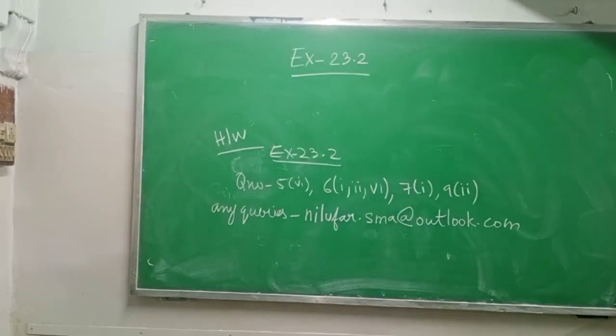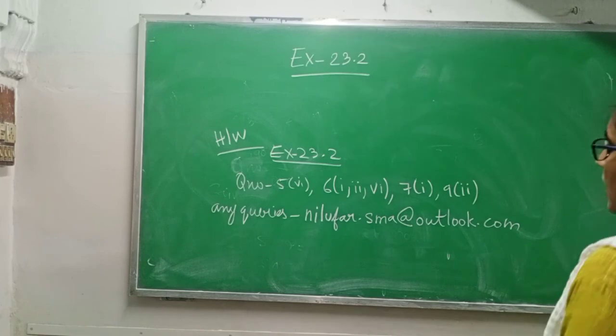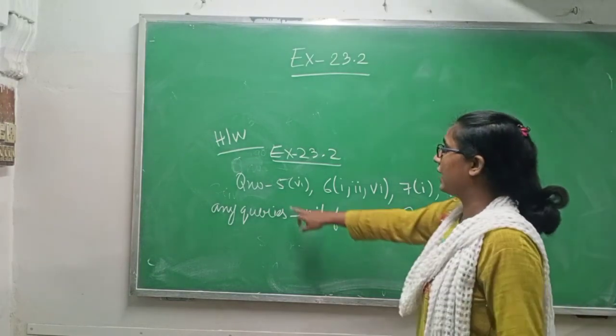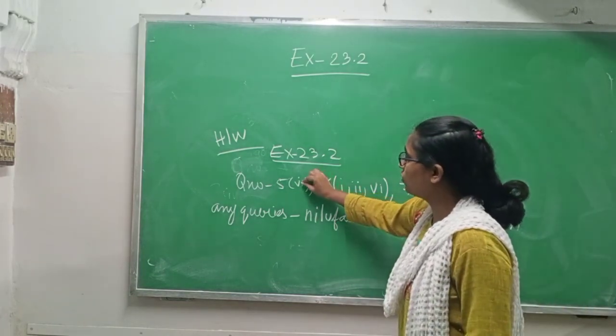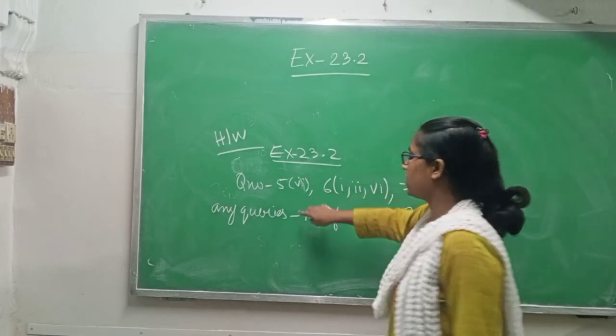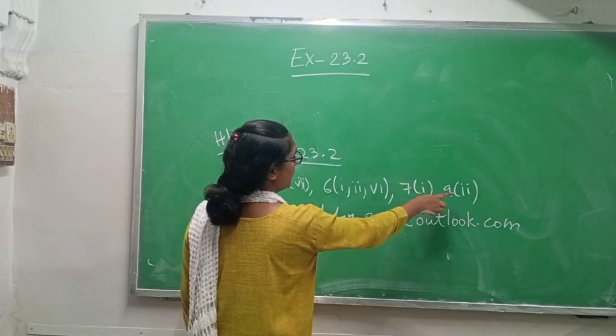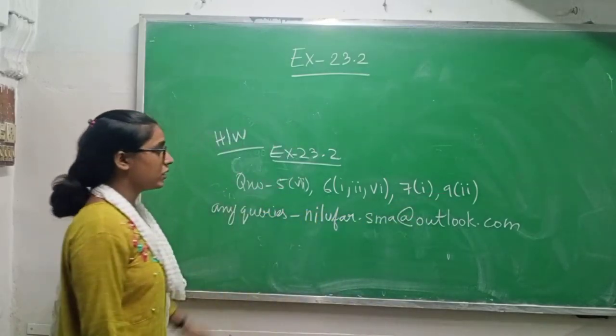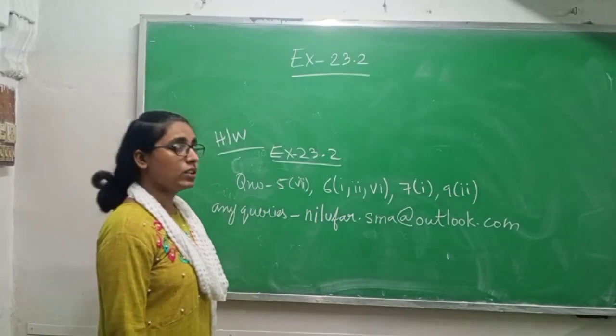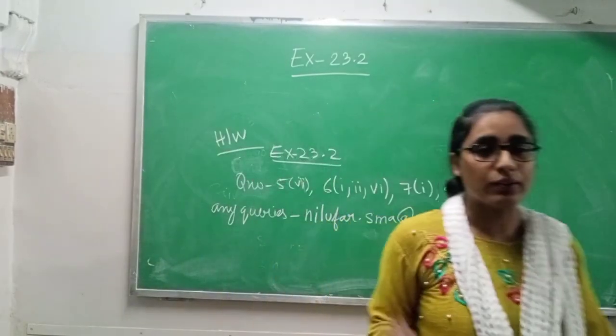Copy this one. Class 10, your homework is exercise 23.2, question number 5, 6. I forgot to give you this last day, so I am giving it now. If you have any queries related to any sums, you can ask me at the given email ID, and by tomorrow you have to submit your homework.